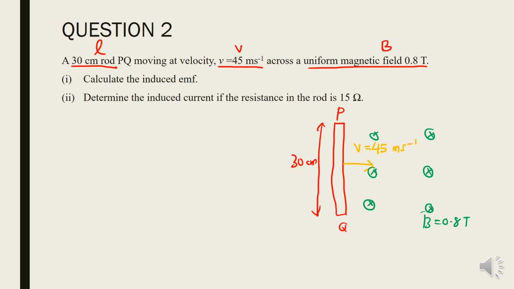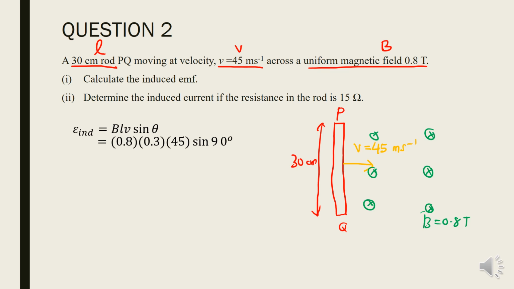So for a straight conductor like this, the formula is induced EMF equals B L V sine theta, where theta is the angle between the magnetic field and the velocity. Here, from our diagram, from what I sketched, theta is 90 degrees. They are perpendicular to each other. Okay, so substitute the values.